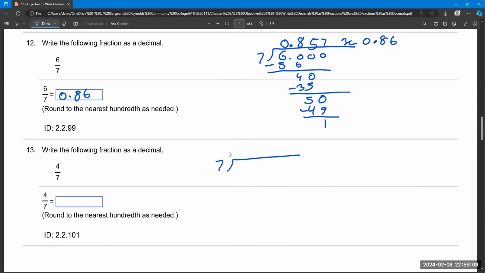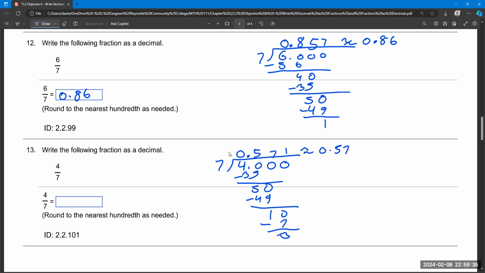Seven goes into 4. And we're rounding to the nearest hundredth again, so let's go out to the thousandths place. And this is going to be 5, 35. 50, that's going to be 7, 49. 1, 0, that's going to be 1, 7, and so on, and this is going to be about 0.57 because that 1 makes it round down.